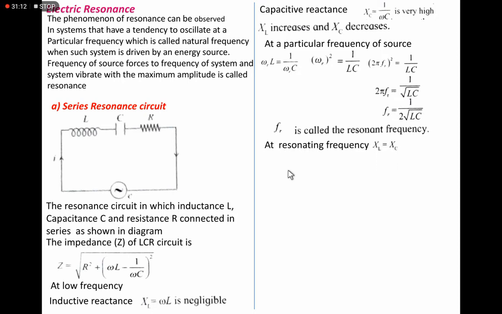The resonating frequency, this is the resonating frequency, and at this resonating frequency inductive reactance and capacitive reactance are equal. If these two are equal, then in this equation the bracket becomes 0. If the value of the inductive reactance and the capacitive reactance is the same, then this bracket becomes 0. Definitely Z becomes equal to R.